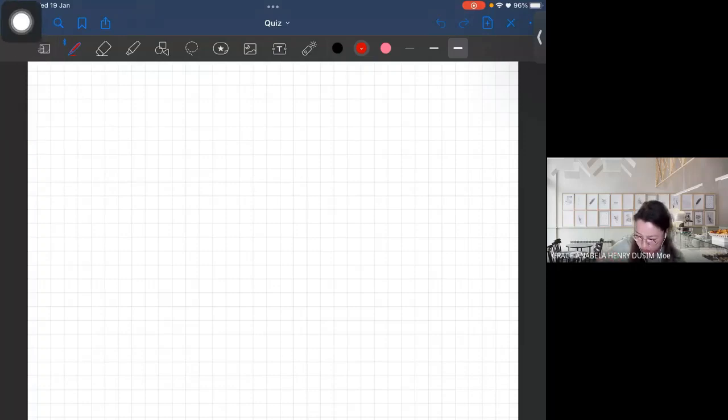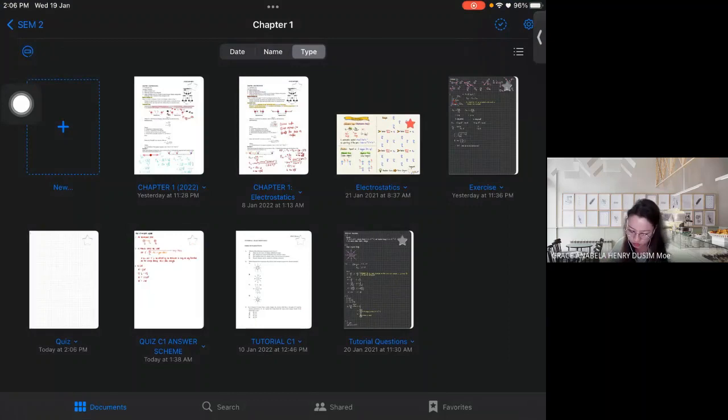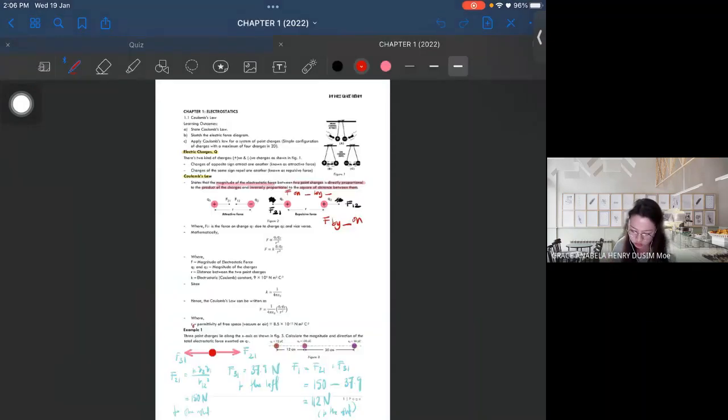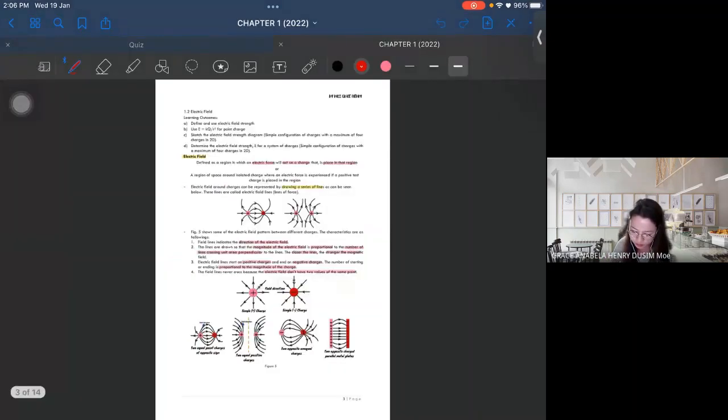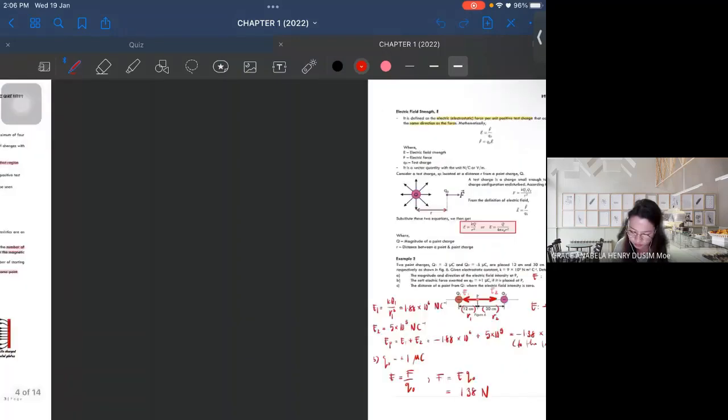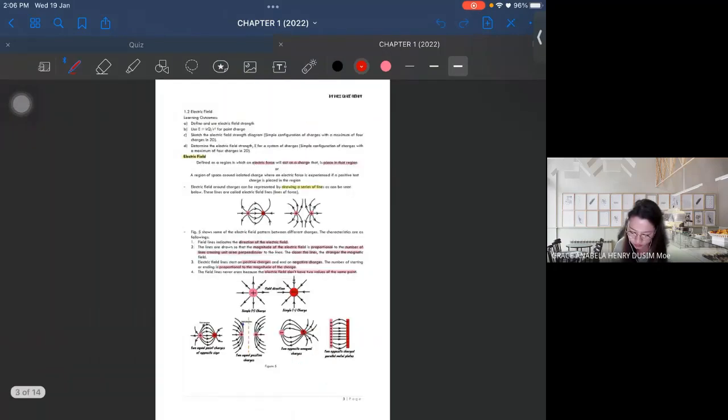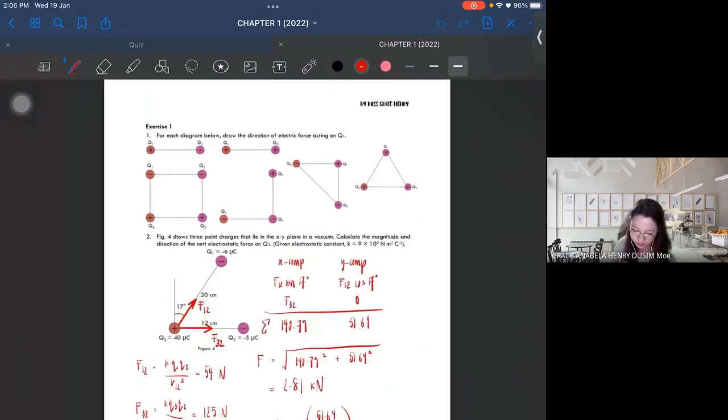So the first question is you have to be able to draw the electrostatic force untuk a charge. Okay? So firstly, kita tengok. Oh, actually, I'm gonna do from the lecture notes. This one.